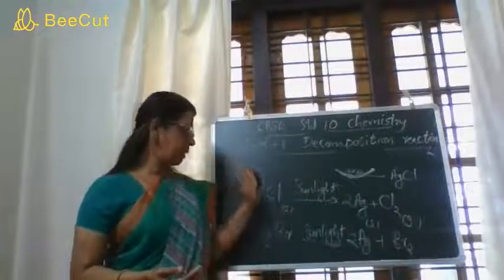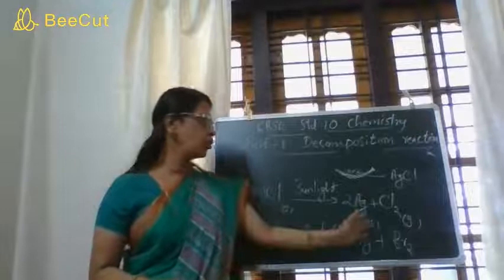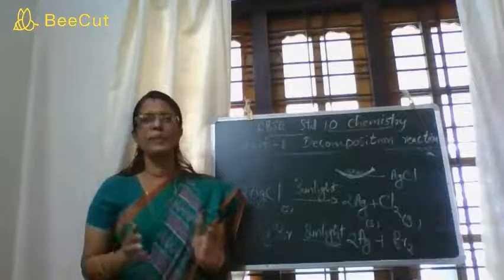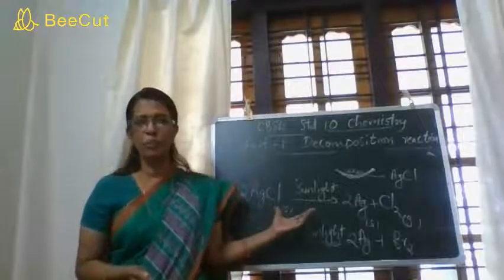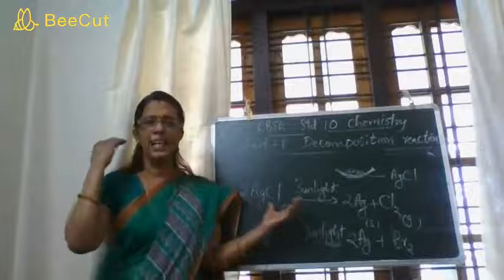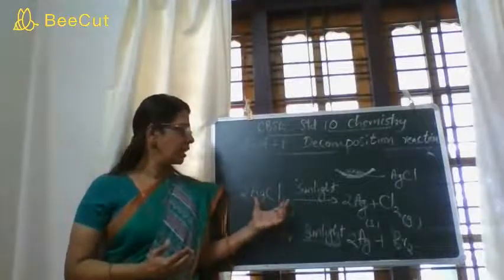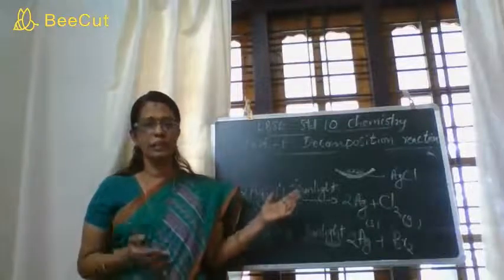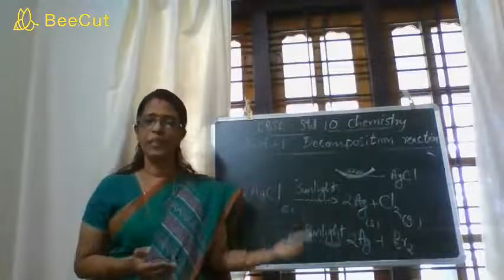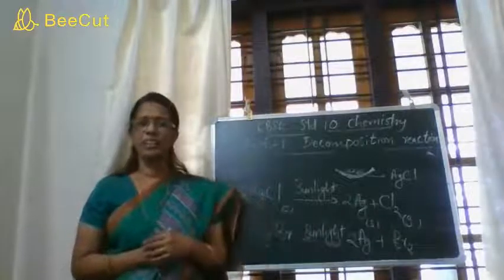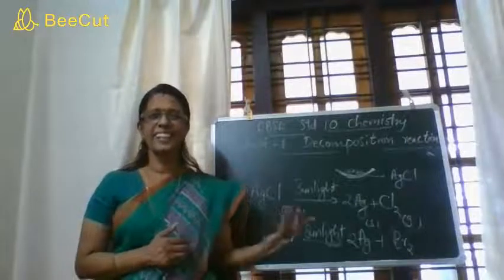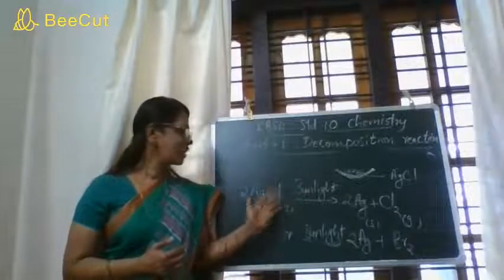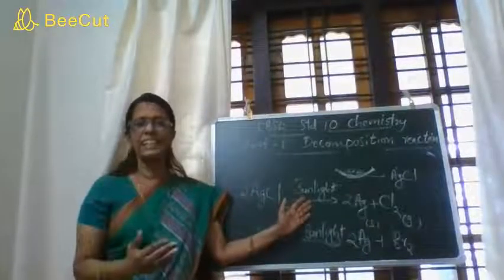Sunlight splits this compound into two, silver and chlorine. Here sunlight is the agent that is helping the decomposition. That is why it is a photochemical reaction. In this reaction, light energy is used. In the previous examples, we used electrical energy, that is electrolytic decomposition. Then thermal energy is used by heating, that is thermal decomposition. This is a photochemical reaction, where sunlight or light is used.